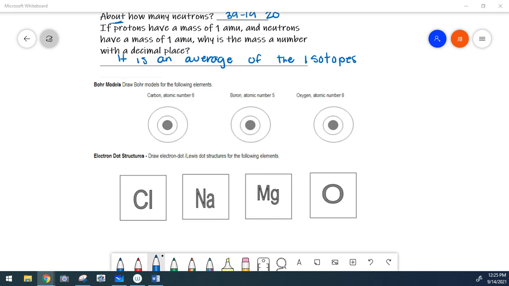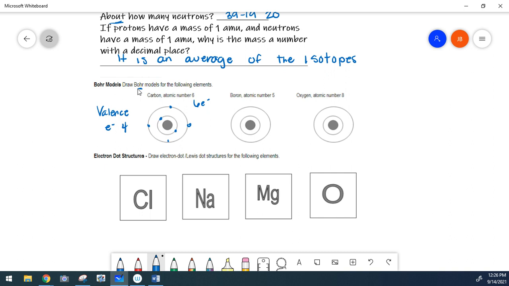All right, so the next section says draw the Bohr model. So when we talk about the Bohr model, we're worried about the electrons. So how many electrons does carbon have? It has 6 electrons. We're going to do what? 2 in the first, and then how many more? 4, okay? So how many valence electrons does carbon have? 4, that's right. Has 4 in that last shell.